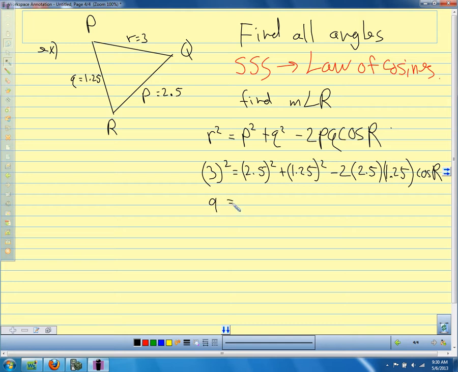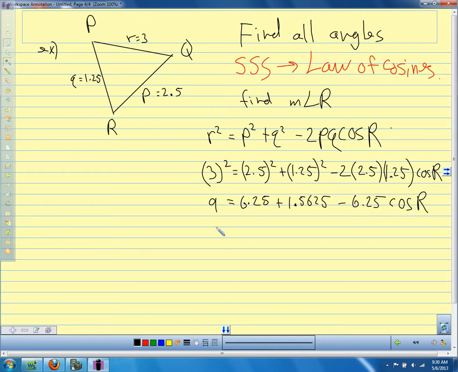So I get 9 equals 2.5 squared is 6.25 plus 1.25 squared is 1.5625 minus 2 times 2.5 times 1.25 is 6.25. So here's where a lot of students will make a mistake. They'll say, oh look, I have 6.25 minus 6.25. That's 0. We can't subtract yet because this 6.25 is multiplying the cosine of angle R.